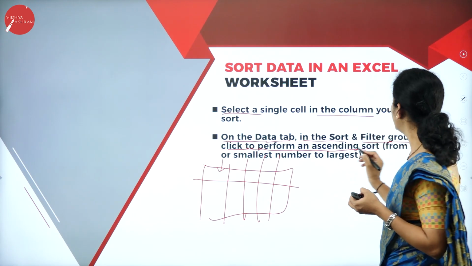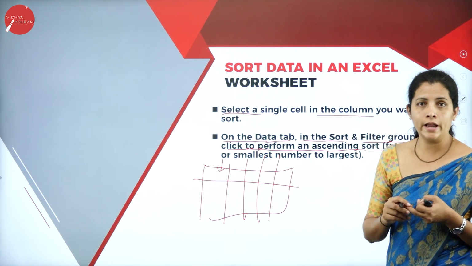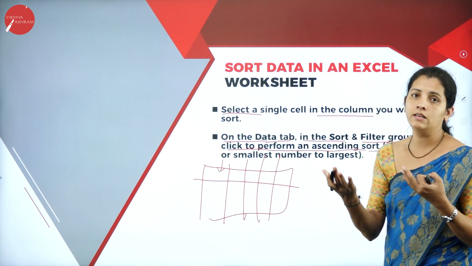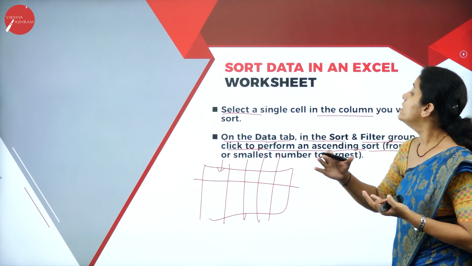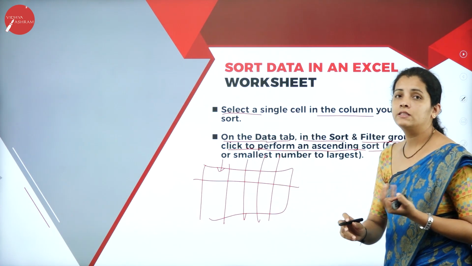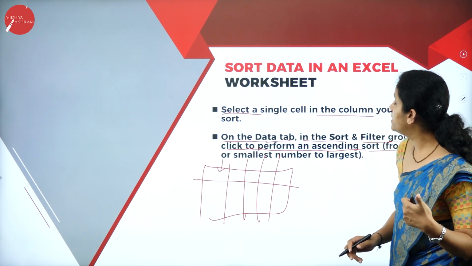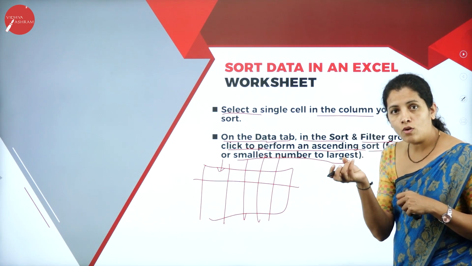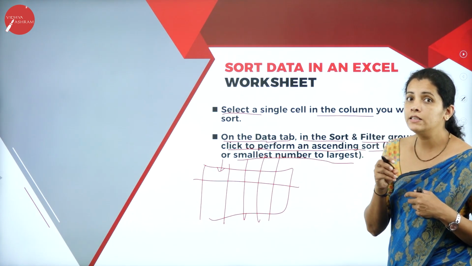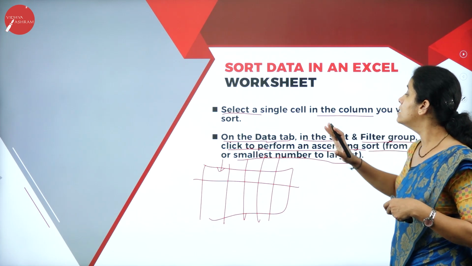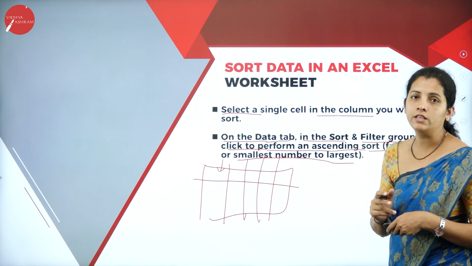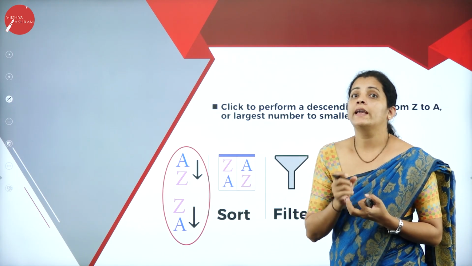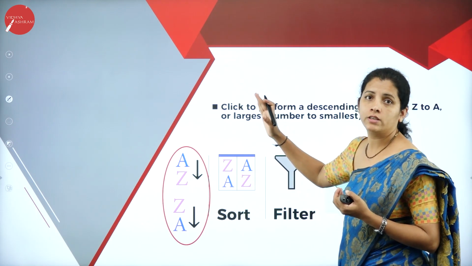Suppose I consider ascending order, that is from A to Z, and if I consider descending order, that is Z to A. Even I can sort numbers. Then how does the sorting take place? It is from smallest number to largest in the case of ascending order, and if I consider descending order, then it is largest number to smallest number.